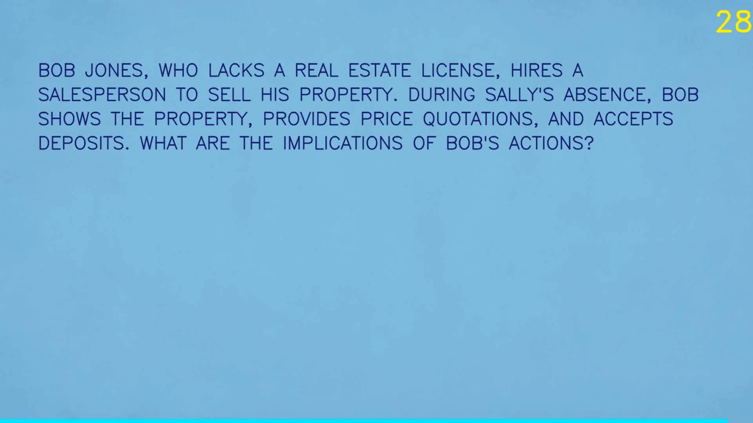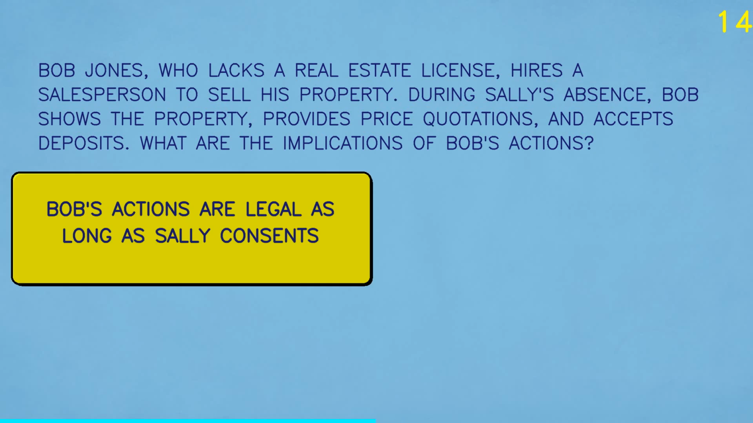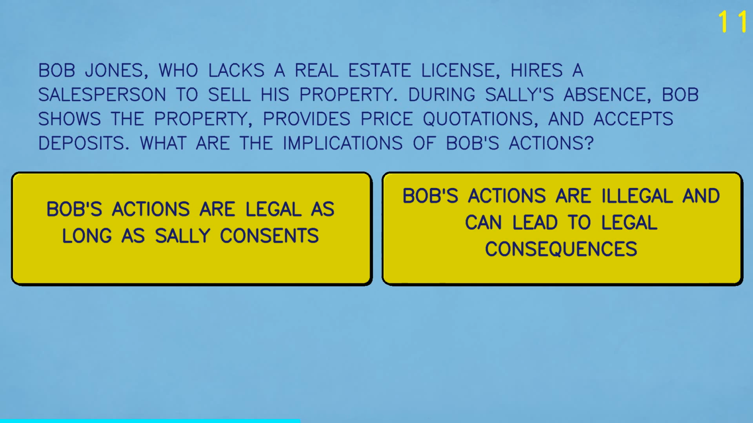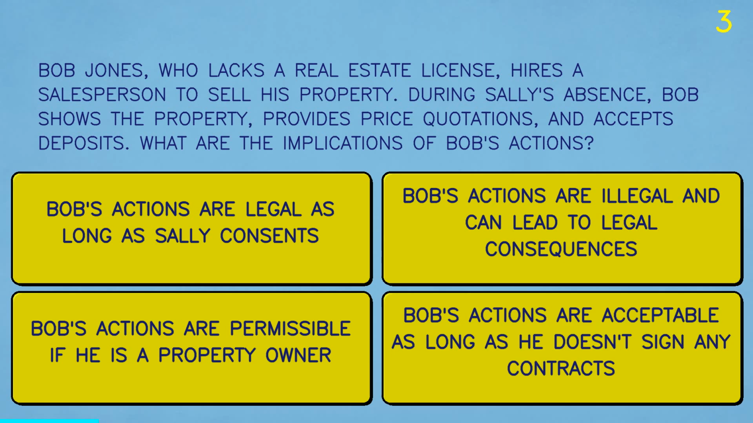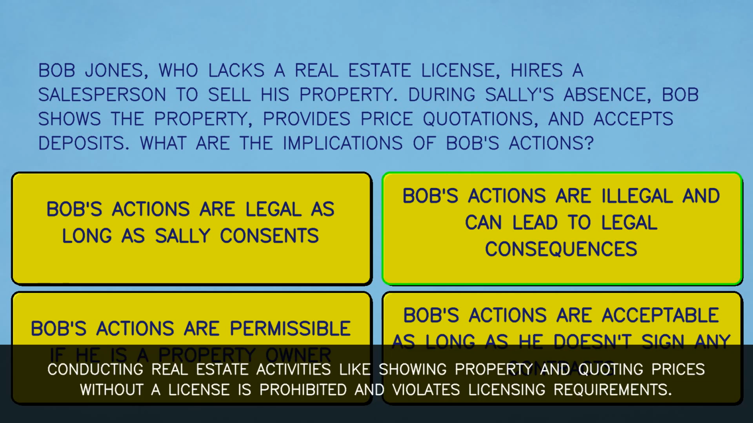Question 9. Bob Jones, who lacks a real estate license, hires a salesperson to sell his property. During Sally's absence, Bob shows the property, provides price quotations, and accepts deposits. What are the implications of Bob's actions? A. Bob's actions are legal as long as Sally consents. B. Bob's actions are illegal and can lead to legal consequences. C. Bob's actions are permissible if he is a property owner. D. Bob's actions are acceptable as long as he doesn't sign any contracts. The correct answer is Bob's actions are illegal and can lead to legal consequences. Conducting real estate activities like showing property and quoting prices without a license is prohibited and violates licensing requirements.